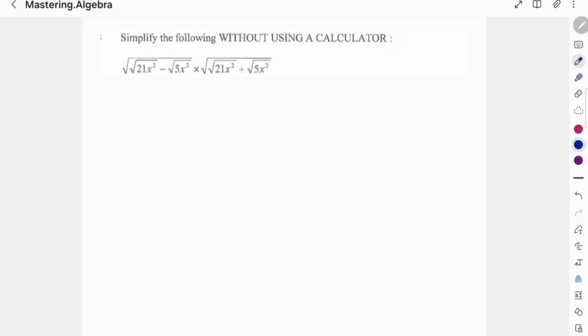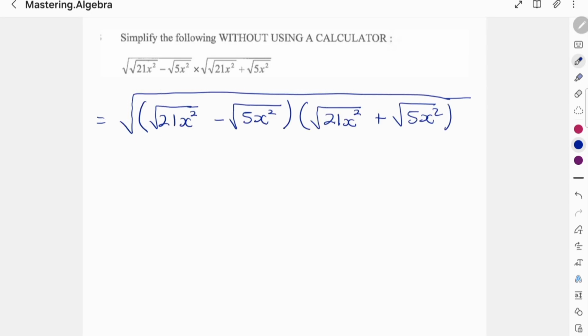So let's take a look. So I have a square root multiplied by a square root. So I can just say that is equal to, and put one big square root. Now if you look at this, you notice that I have two sets of brackets. I'm multiplying two sets of brackets. So I am going to use FOIL, right?